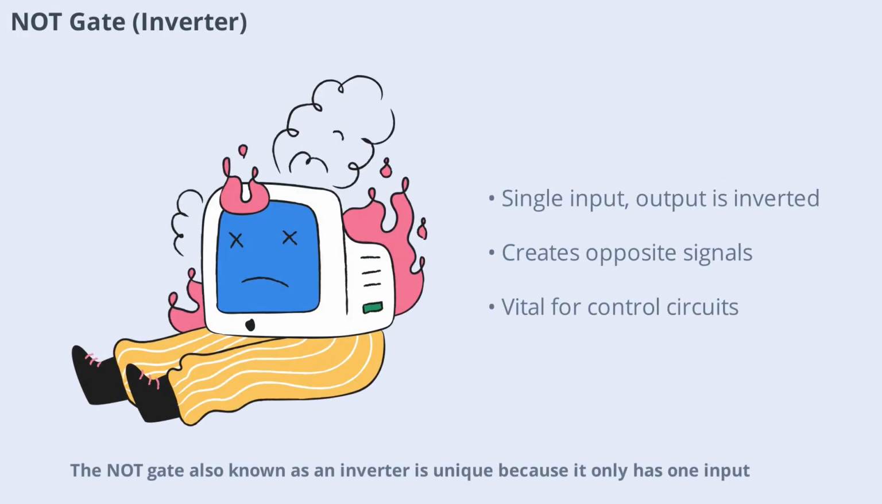The NOT gate, also known as an inverter, is unique because it only has one input. It simply reverses the input value. If the input is 1, the output is 0, and vice versa. This gate is essential for creating opposite signals in digital circuits. For example, if a system needs to turn something off when a sensor is on, a NOT gate can be used to invert the signal. Its simplicity makes it a vital component in many electronic designs.